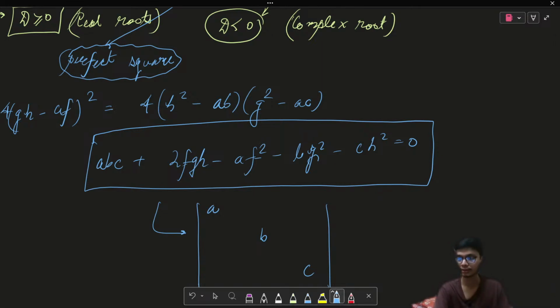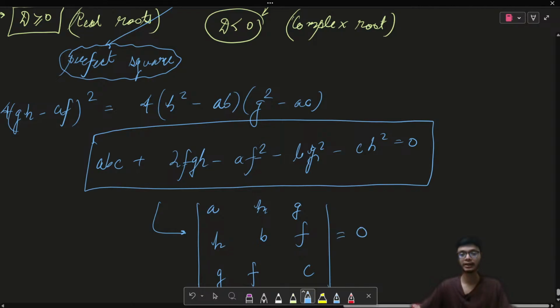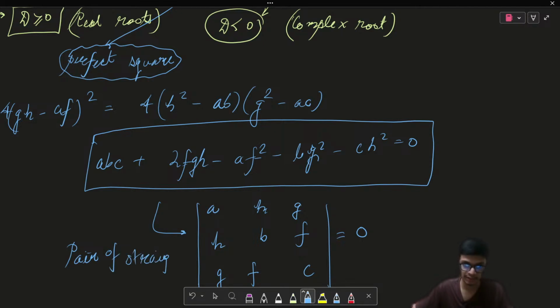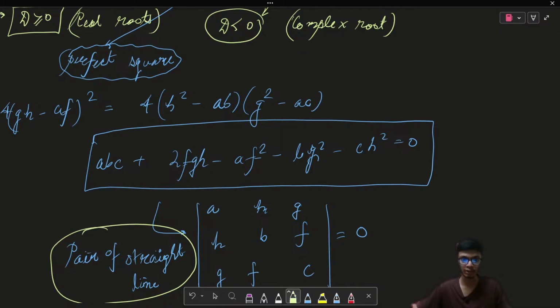I will have the expression of G, F, and sorry, I should first of all write H over here, H, then G will come and then F will come, and the symmetric matrix, so it should be just this. So if this particular determinant is equal to 0, then only this is the condition for obtaining a pair of straight lines. So from any second degree conics equation, to represent that as a pair of straight lines, the only condition to follow is this particular condition.